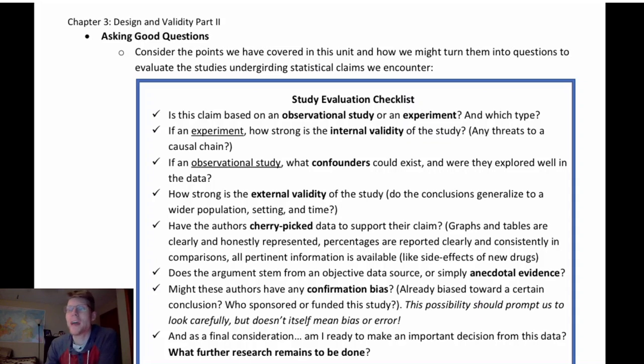If it's an experiment, how strong is the internal validity? What are the threats to a causal change or a causal chain? If it's an observational study, what confounders could exist and how well were they really explored in the data? What wasn't explored? What wasn't really satisfied there? How strong is the external validity? In other words, how well can this experimental setting generalize to other situations?